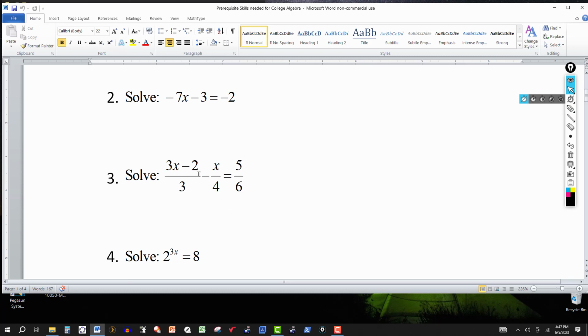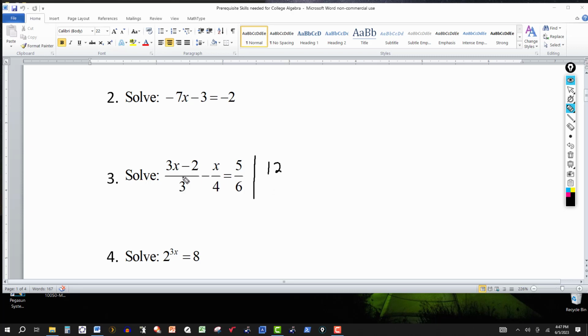This one again is a linear equation, but it has fractions. Whether it's a linear equation or a quadratic equation, any equation with fractions, I would recommend you find the lowest common denominator. In this case, we have a 3, a 4, and a 6. So the lowest common denominator is 12. All of those numbers will go into 12. 3 into 12, 4 into 12, 6 into 12. And then we just multiply everything on both sides by 12.